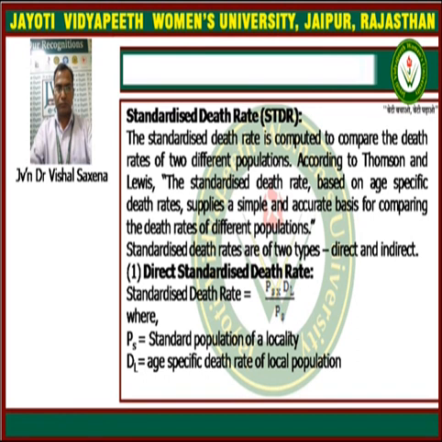Standardized death rates are of two types, direct and indirect. So first, direct standardized death rate, and its formula is given by sum of PS into DL upon sum of PS, where PS is equal to standard population of a locality and DL is equal to age specific death rate of the local population. So these are the notations.